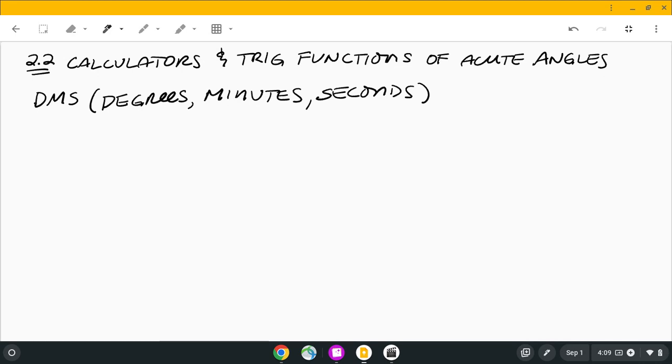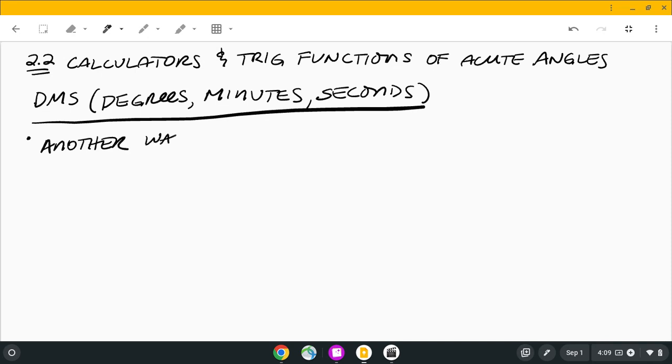Let me go ahead and underline that. So this is another way to measure angles with accuracy.